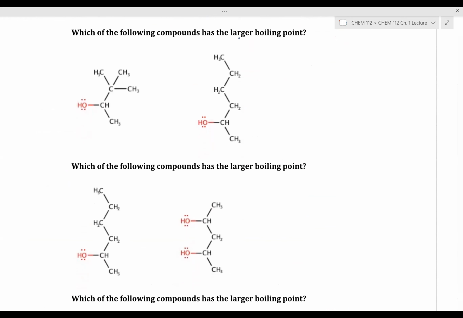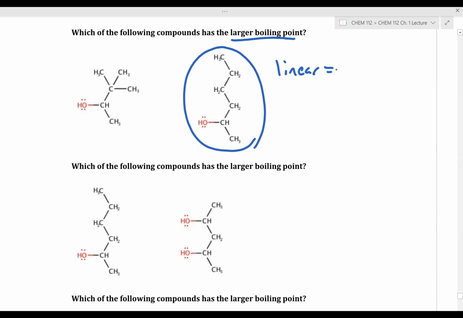Which of the following compounds has a larger boiling point? What's the main difference between these two compounds? Shape. So in general, if we compare a branched structure to a linear structure, which structures in general have higher boiling points? Linear. So this structure is linear, so in turn it has a higher boiling point.